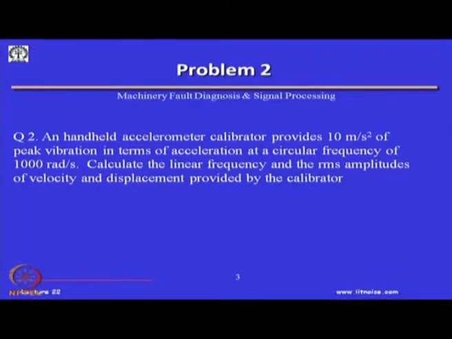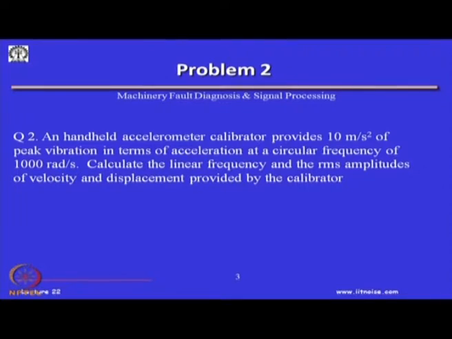A handheld accelerometer calibrator provides 10 meters per second square of peak vibration in terms of acceleration at a circular frequency of 1000 radians per second. Calculate the linear frequency and the RMS amplitudes of velocity and displacement provided by the calibrator.